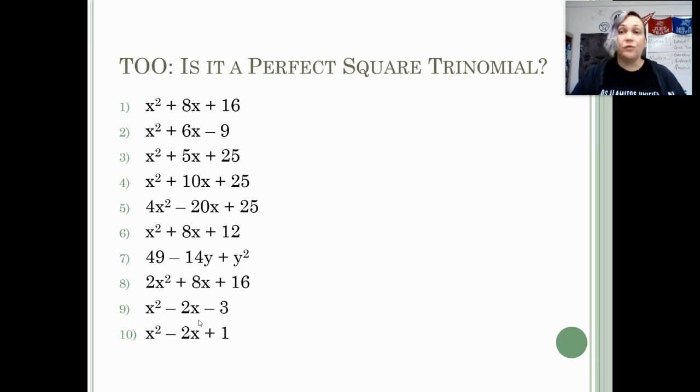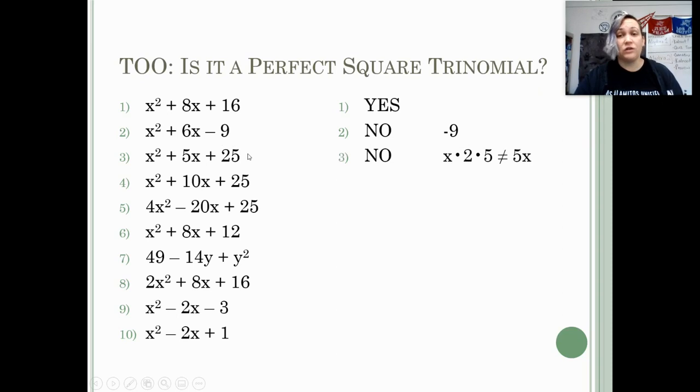Okay, so for number 1, I got a yes. It's x times 2 times 4, which is 8x. That's good. For number 2, I got a no. I got a no because the last term is negative, and it very specifically said that the last term has to be positive. So number 2 is a no-go, not a perfect square trinomial.